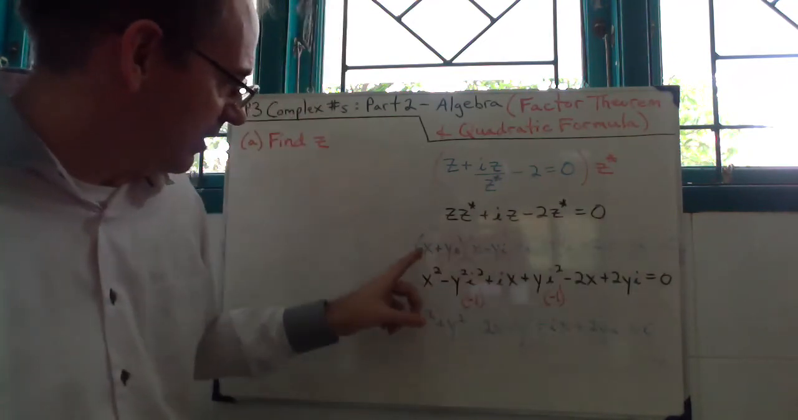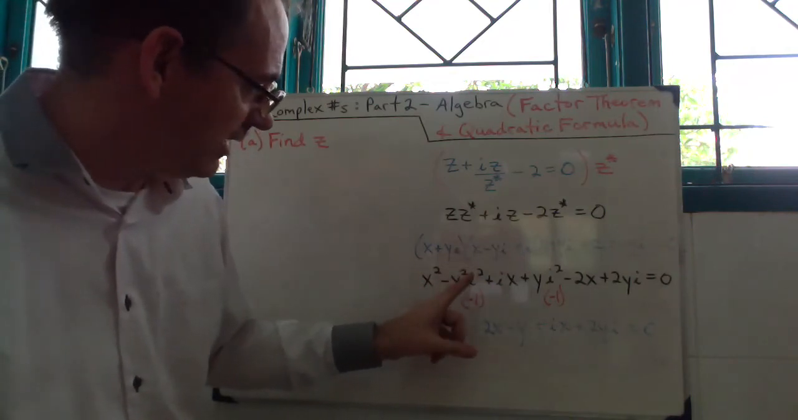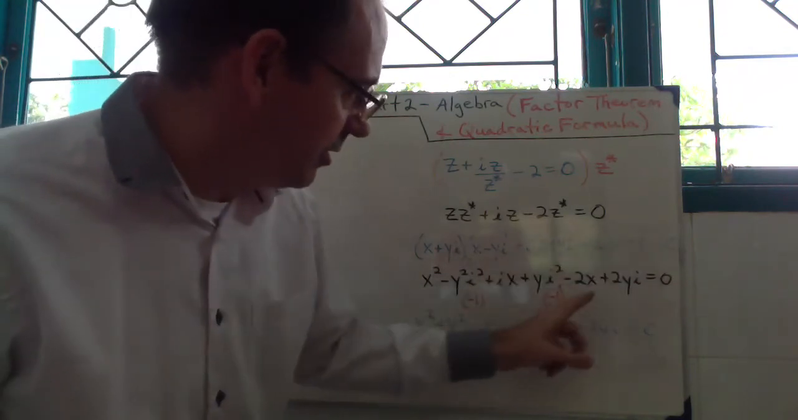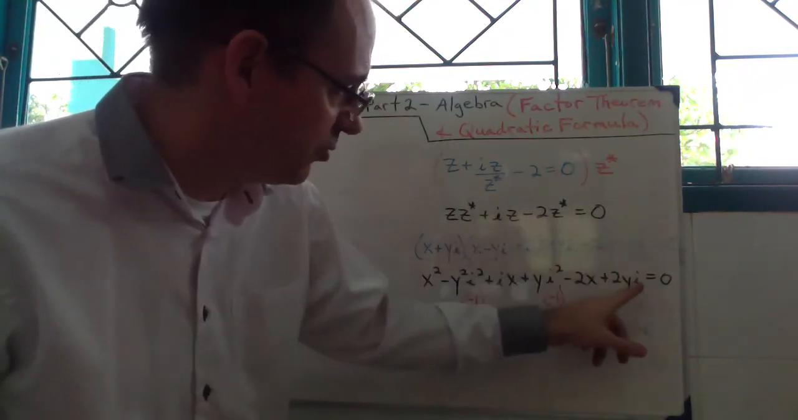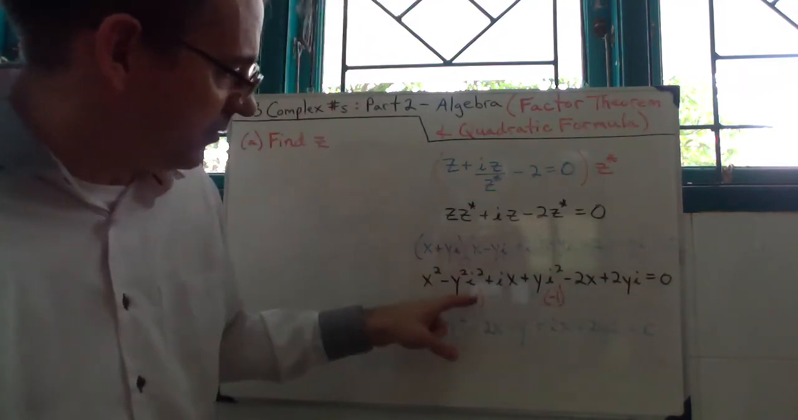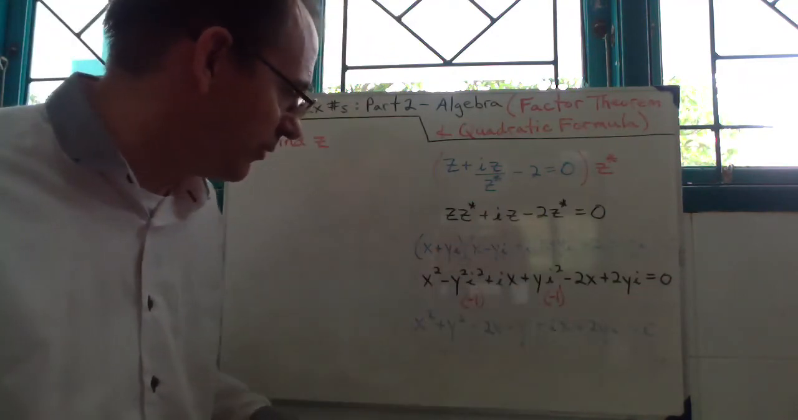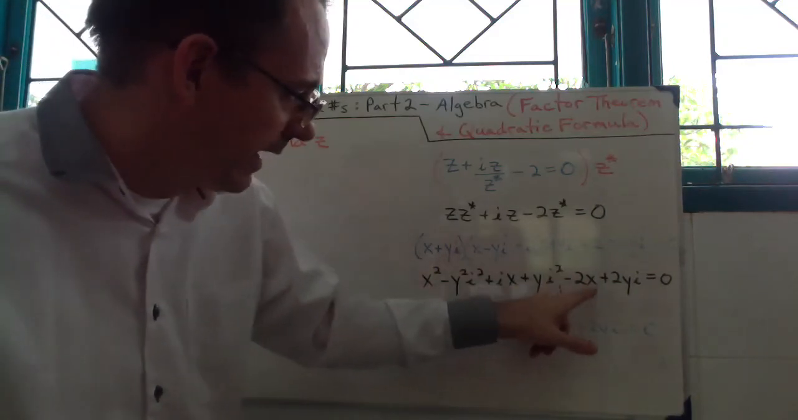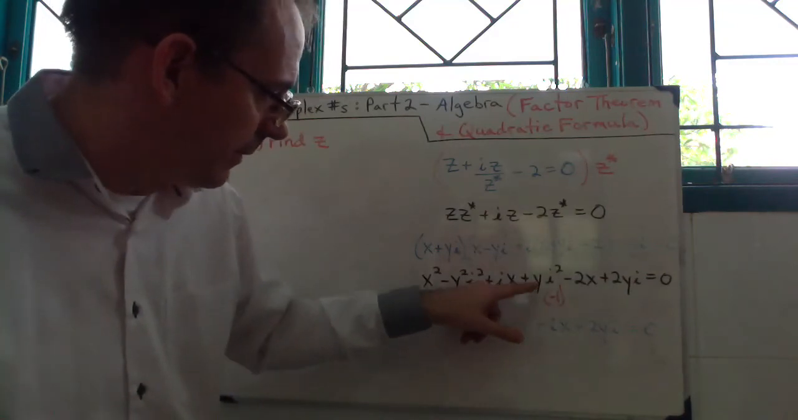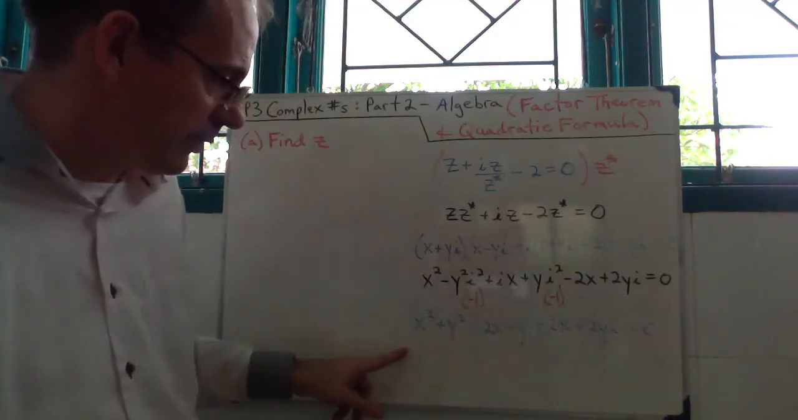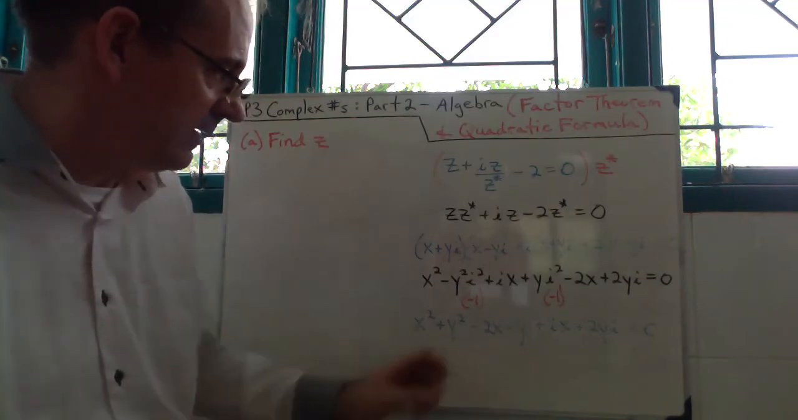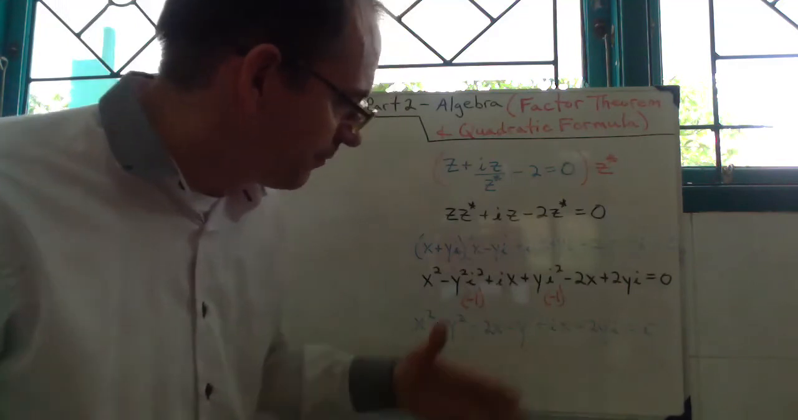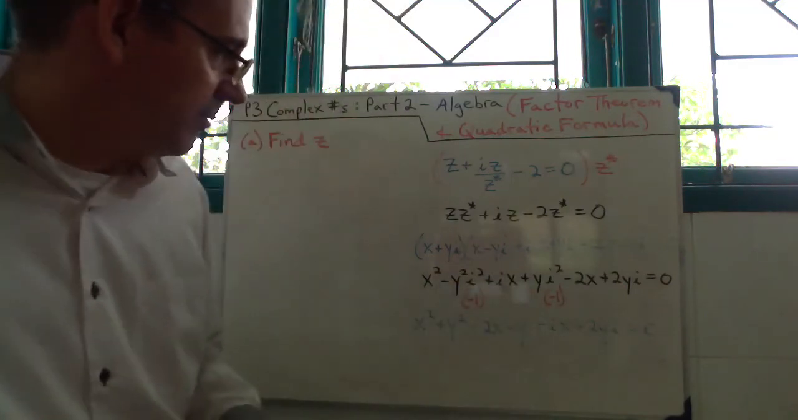So when we multiply this out, we get x squared minus y squared i squared plus ix plus yi squared. Then distribute this, minus 2x plus 2yi equals 0. Substitute the negative ones for our i squared. So we get x squared plus y squared minus 2x minus y. All of these are real, none of these have an imaginary in it. And then we have our ix plus 2yi that have the imaginary components.